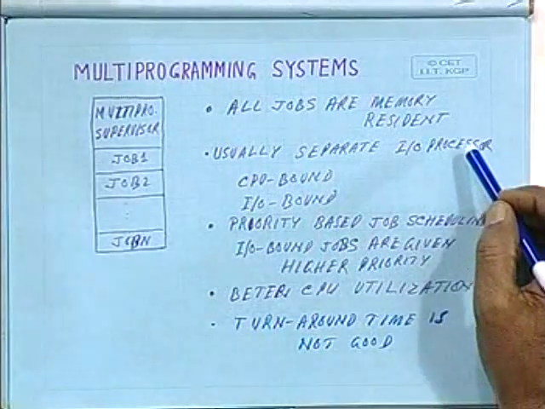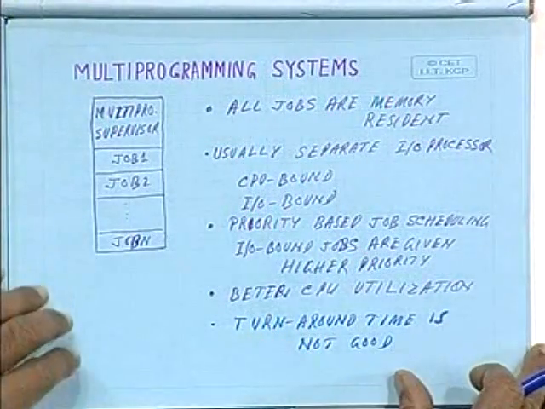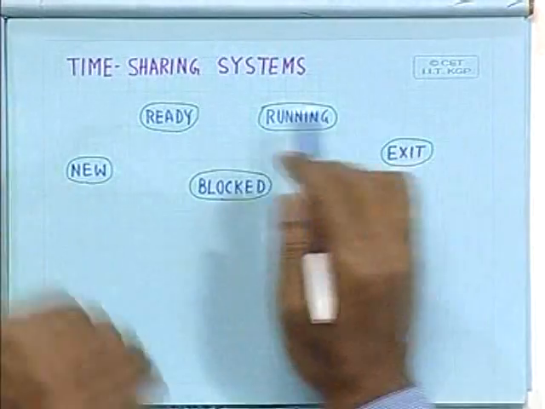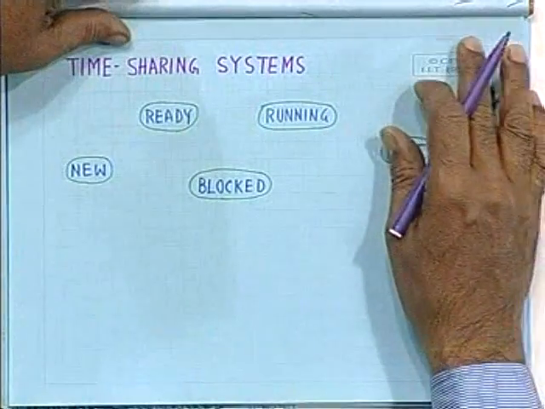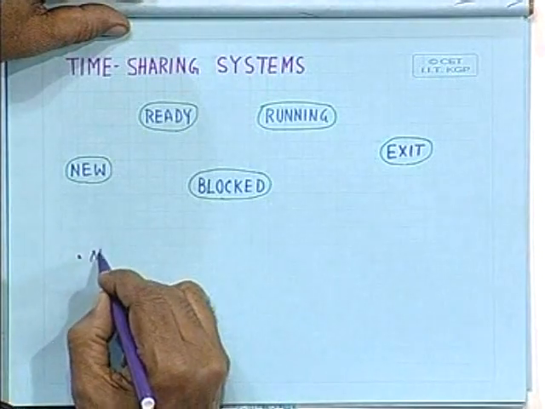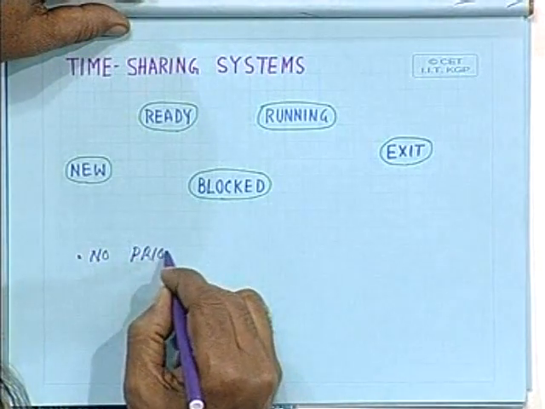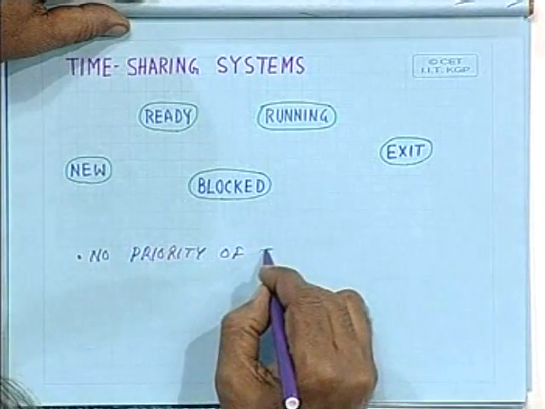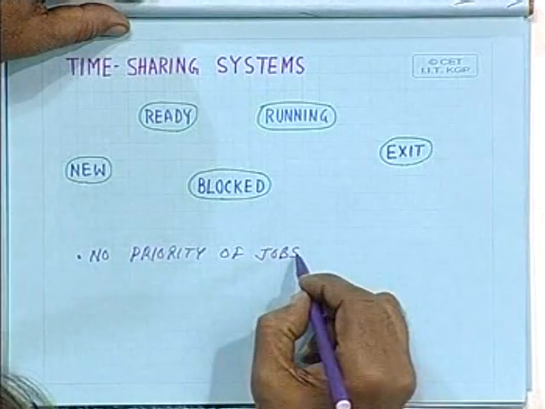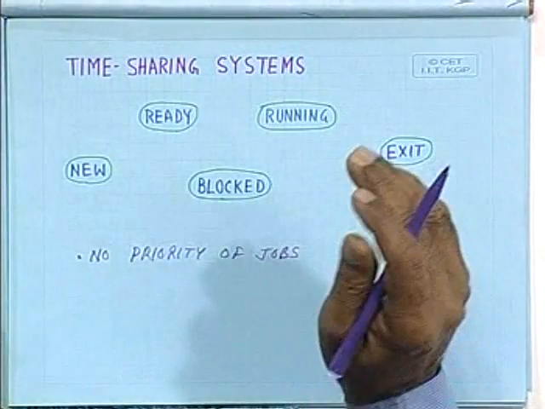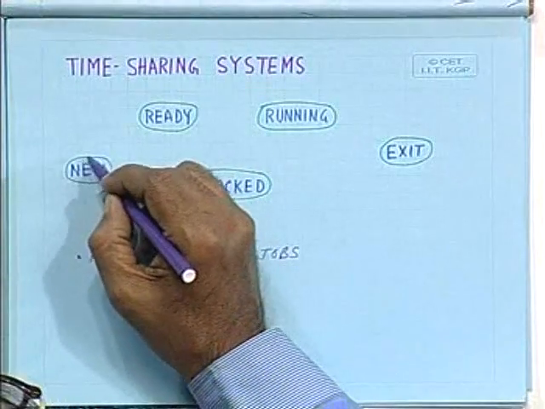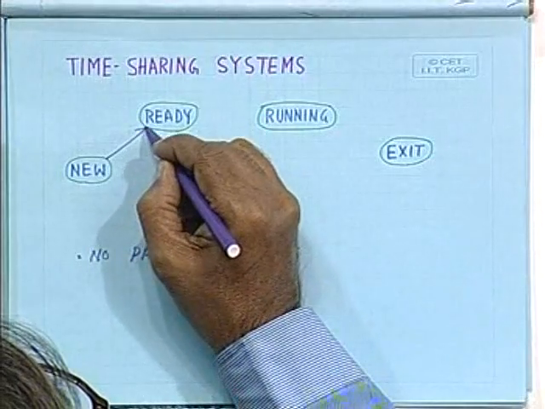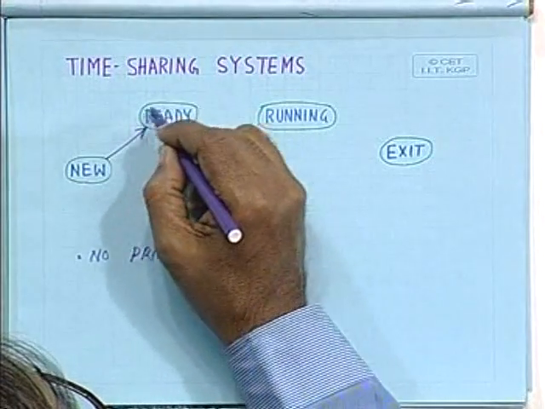So to overcome the limitations of the multi-programmed operating system, another operating system was developed which is known as time sharing systems. What is done in time sharing systems? Here the main feature is that there is no priority of jobs. That means all jobs are considered to have same priority. There is no higher priority for any particular job. How does it happen? When a job is submitted, that means it becomes a new job and it is admitted to a new state. It goes to a new state known as ready state.